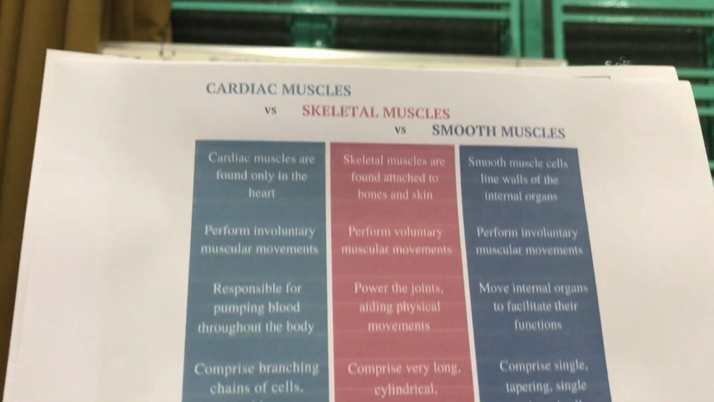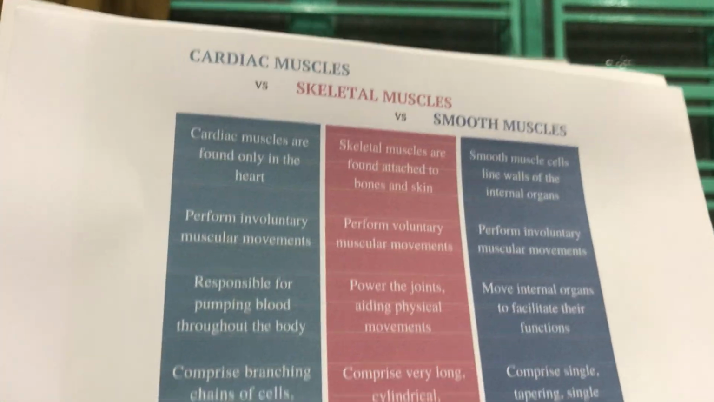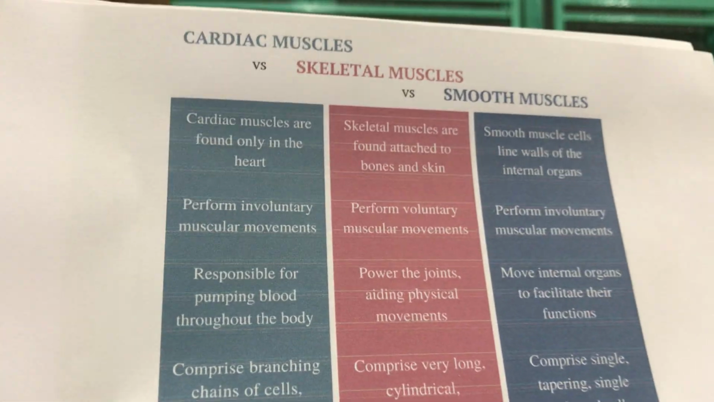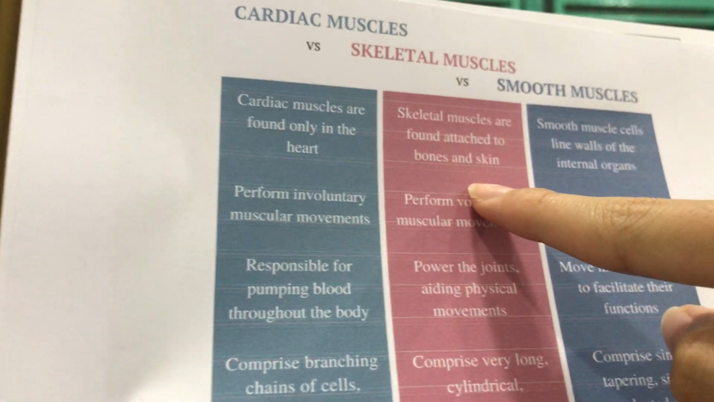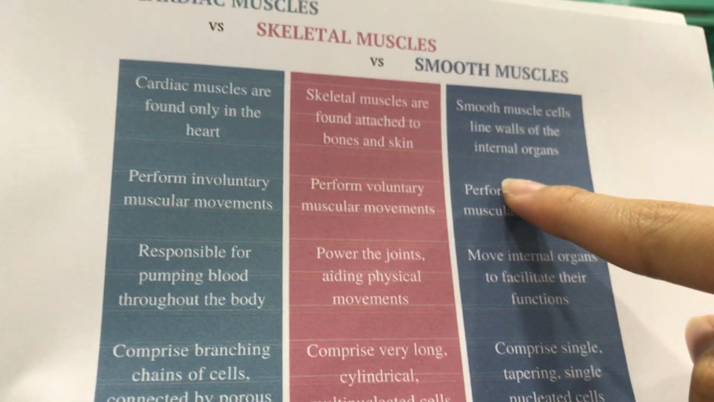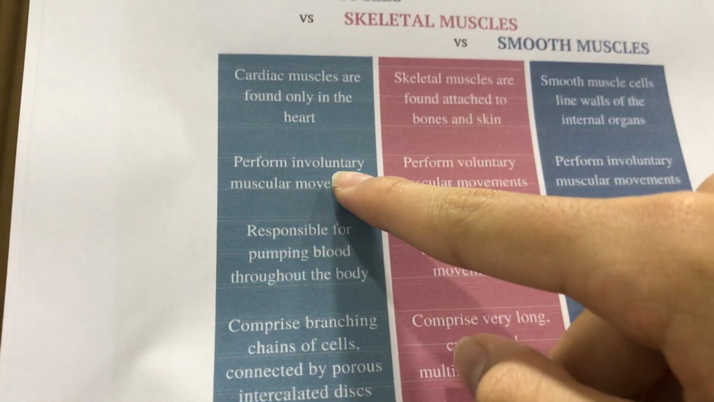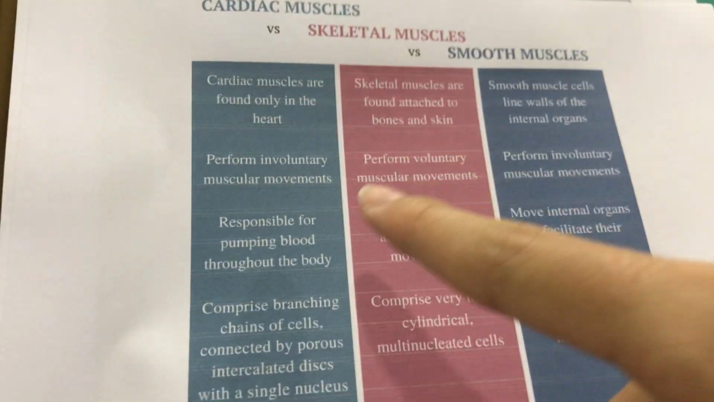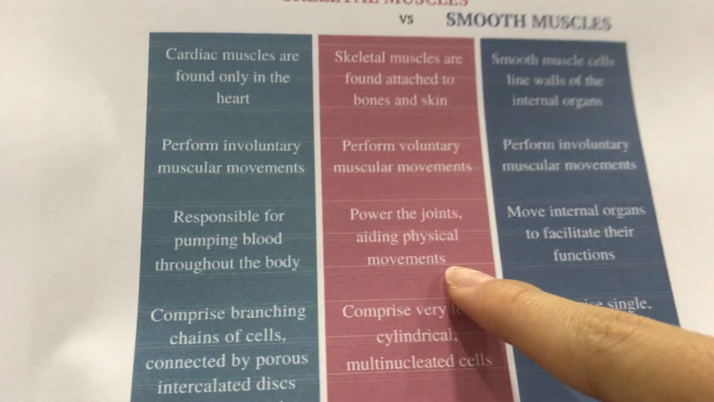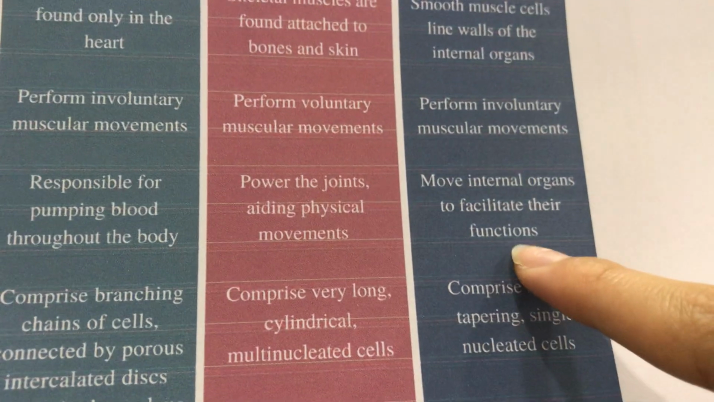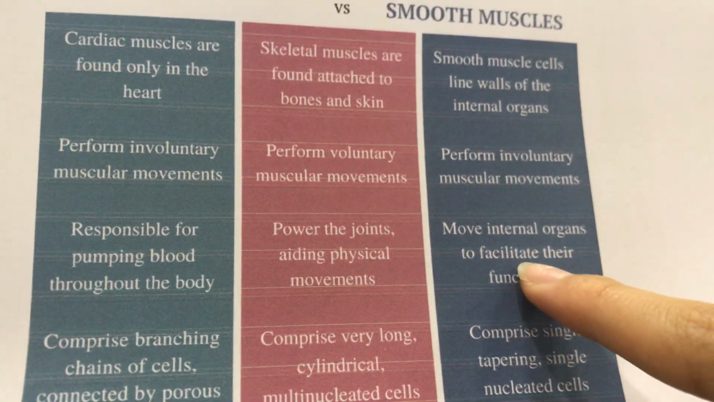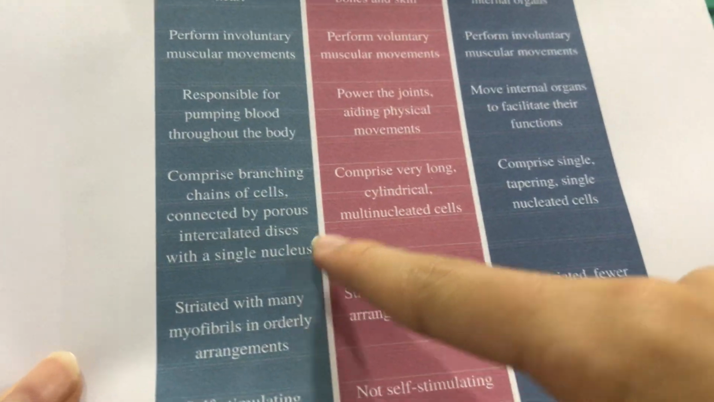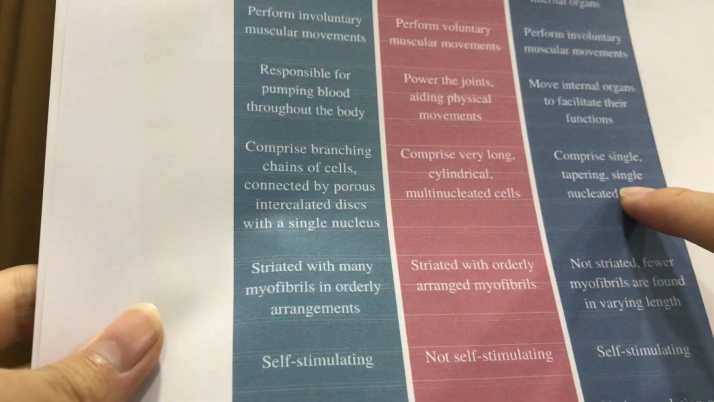As you can see, for the cardiac muscle, skeletal muscle, and smooth muscle, the cardiac muscles are only found in the heart, as I said before, the bones and skin for skeletal muscle, and internal organs for smooth muscle, performing involuntary, voluntary, and involuntary action. So responsible for pumping blood, aiding physical movements, facilitating functions, moving internal organs, comprised of branching chains of cells. I've talked about these characteristics before.